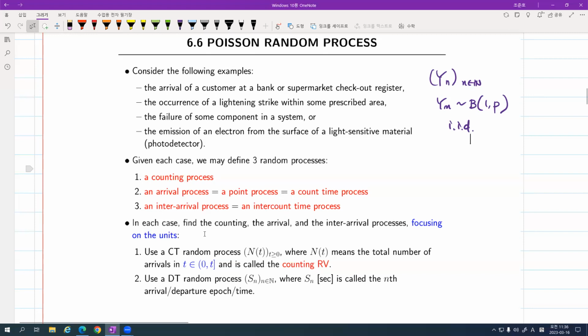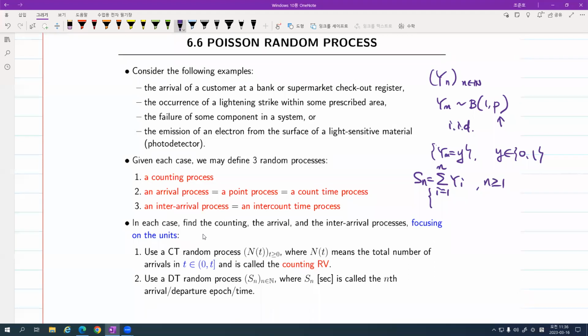What does that mean? At every time index n, we toss a coin with some bias, that is p, and this Y sub n can be 0 or 1, right? Now, we define a sum process. And the sum process is very simple. Given a discrete time process, you do something like this. Got it? And in many cases, we define S sub 0 equals 0.